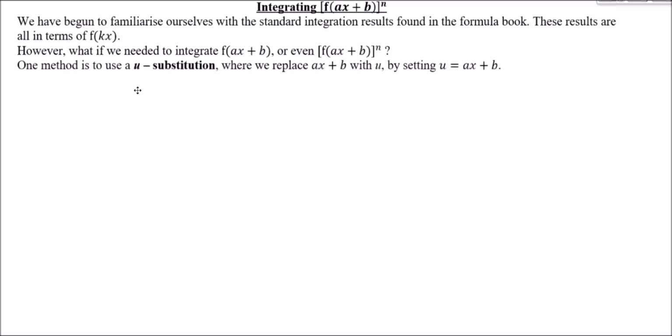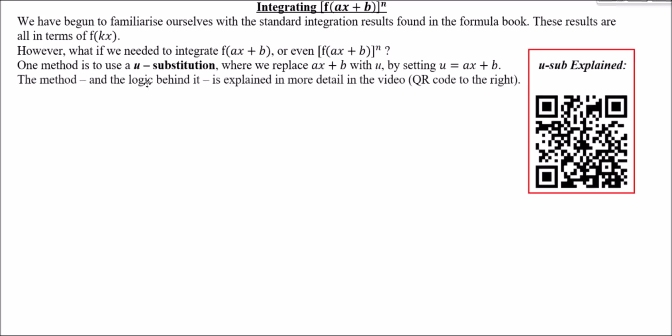The method I'm going to show you here is called a u-substitution. Essentially all this means is we're going to replace ax plus b with a simple u by setting u to be the same as ax plus b. So we're going to take something that looks slightly awkward and make it look simpler by using a substitution, algebraic manipulation and our knowledge of calculus. The logic behind it, I'm not going to go into too much detail now. We're going to crack on with practice as our main focus.